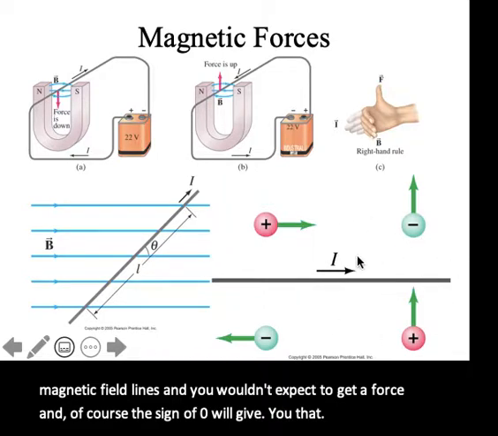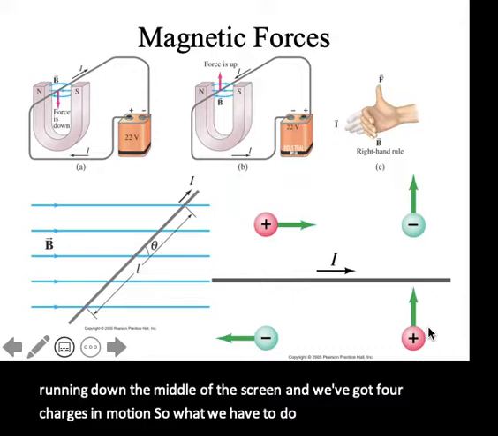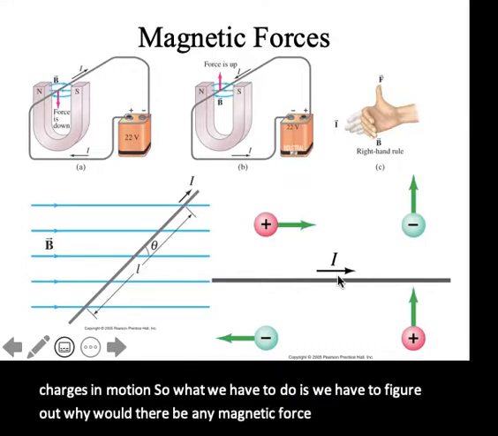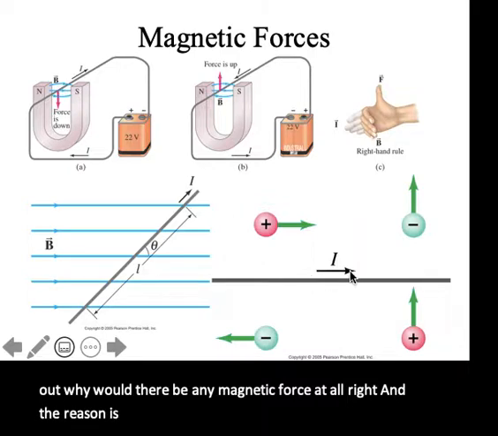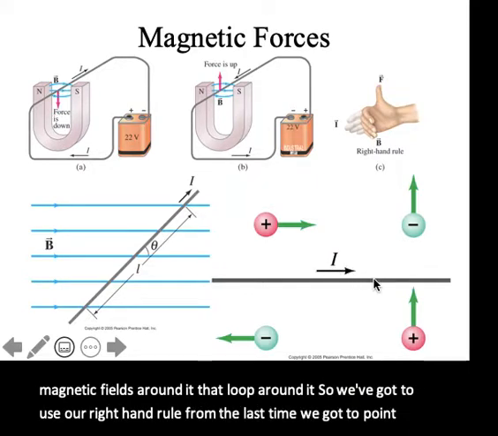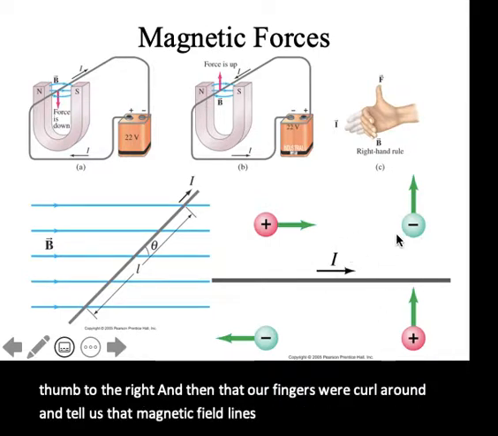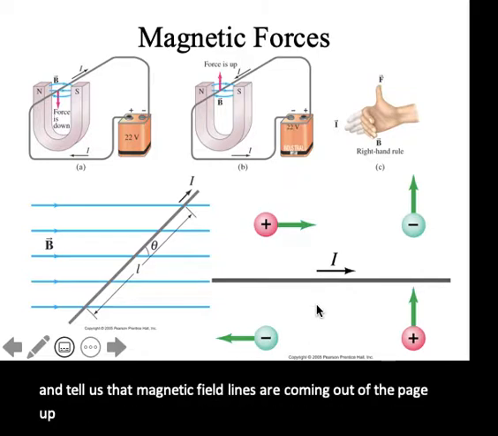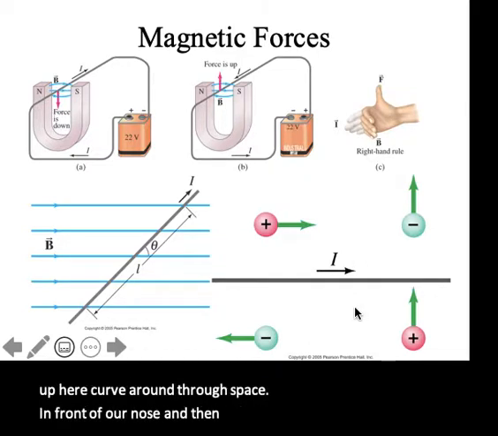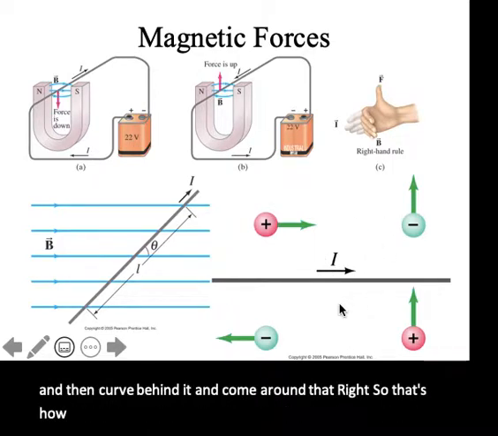Okay, here's a more complicated example. We've got a current running down the middle of the screen, and we've got 4 charges in motion. So we have to figure out why there would be any magnetic force at all. The reason is that this current is going to set up magnetic fields that loop around it. So we've got to use our right-hand rule from the last time. We point our thumb to the right, and then our fingers will curl around and tell us that magnetic field lines are coming out of the page up here, curve around through space in front of our nose, and then dive back into the page here, and then curve behind it and come around like that. So that's how the magnetic field lines are looping around.